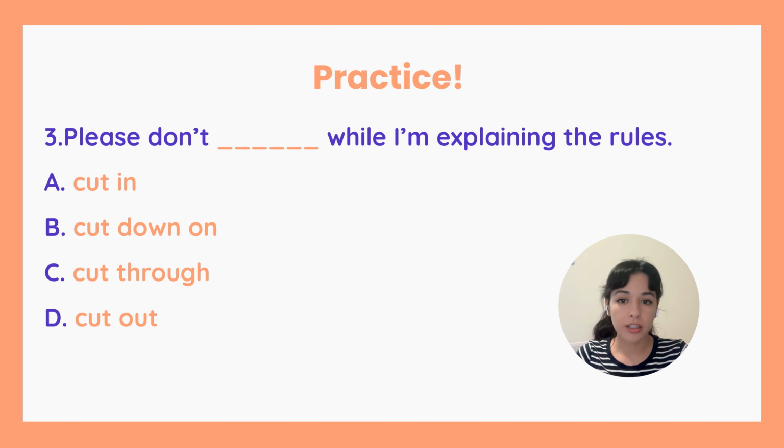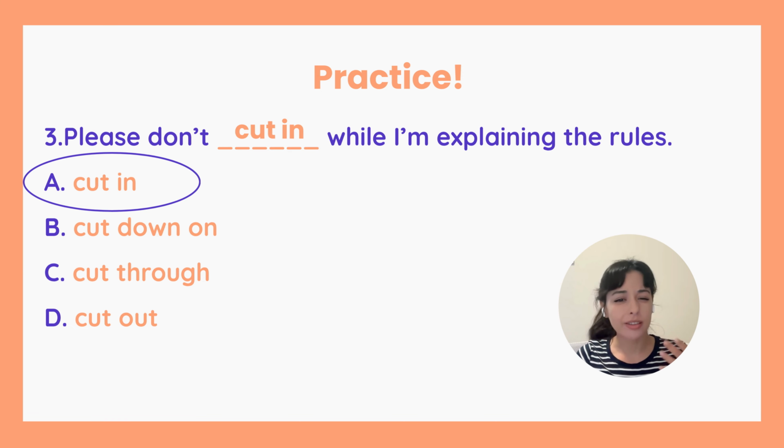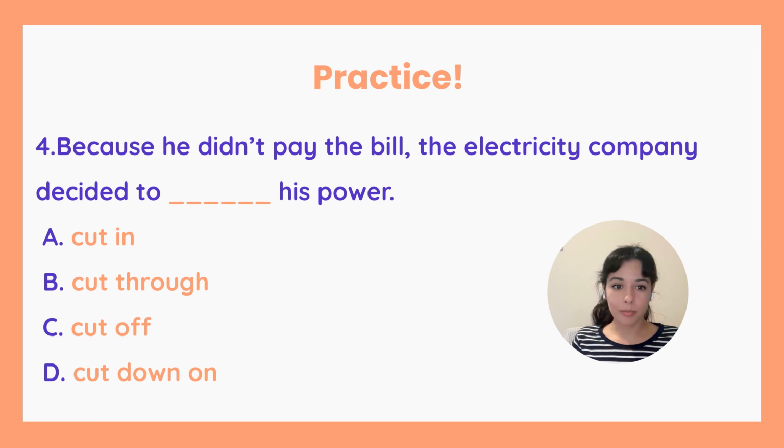For number 3, please don't cut in while I'm explaining the rules. You don't want someone to interrupt you when you're explaining something. Number 4, because he didn't pay the bill, the electricity company decided to blank his power.